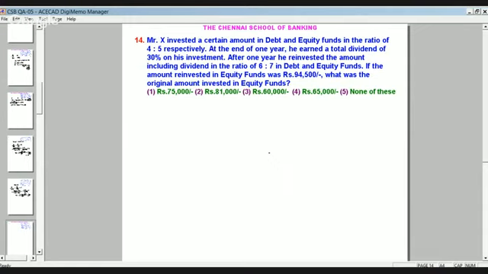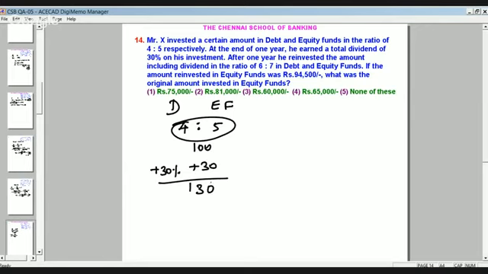நெக்ஸ்ட்டு 14 கோ த்ரூ பண்ணுங்கள் ஃபஸ்ட்டு. ஸோ ஆக்சுவலாக இன்வெஸ்ட் பண்ணது டெப்ட் அண்ட் ஈக்விட்டி ஃபண்டு 4:5. ஆஃப்டர் 1 இயர்ஸ் இ ஏர்ன்டு டோட்டல் டிவிடெண்ட் ஆஃப் 30% ஆன் இஸ் இன்வெஸ்ட்மெண்ட்டு. அவர் என்ன இன்வெஸ்ட் பண்ணாரோ அதில் 30% ப்ராஃபிட் வந்திருக்கு. ஸோ அவர் இன்வெஸ்ட் பண்ணது 100%, அதில் 30% ப்ராஃபிட்டு. ஸோ ப்ளஸ் 130.